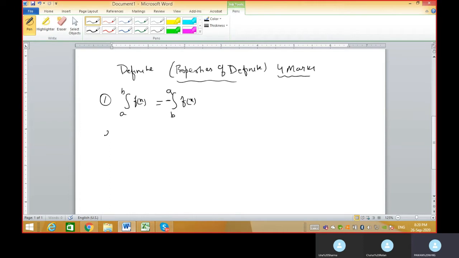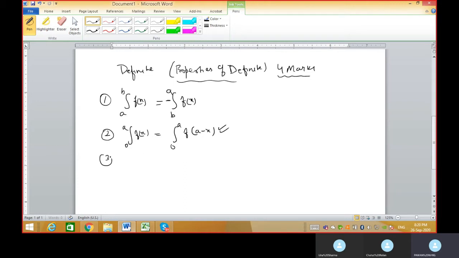And then the second property: the integral of f(x) from 0 to a is equal to the integral from 0 to a of f(a minus x). This property we generally apply whenever there is a pi by 2, meaning the question is from 0 to pi by 2, and we change the function by a minus x. We will see the example later on. This is one of the properties which is very frequently used.